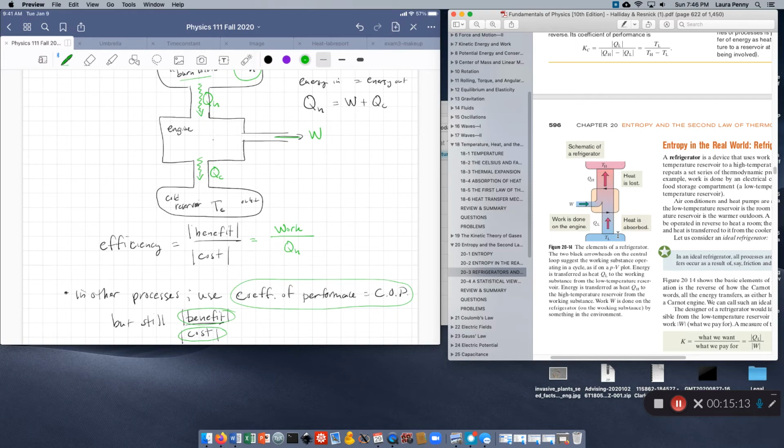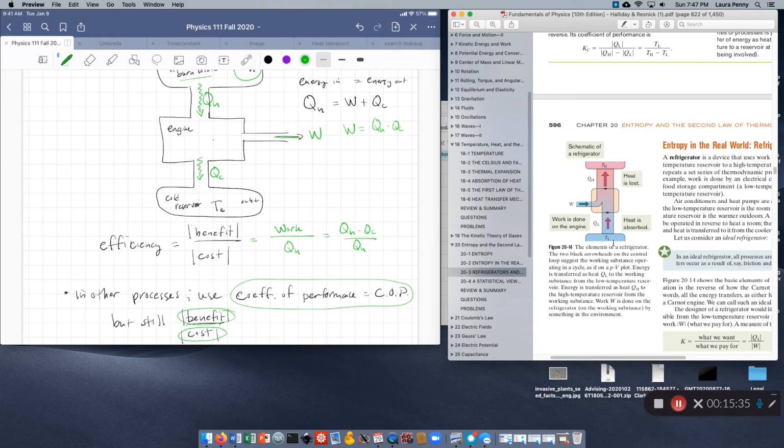Oftentimes you can do a little bit of math here. So work is equal to Q sub H minus Q sub C, and you can write that in here. And you can essentially combine your situations.